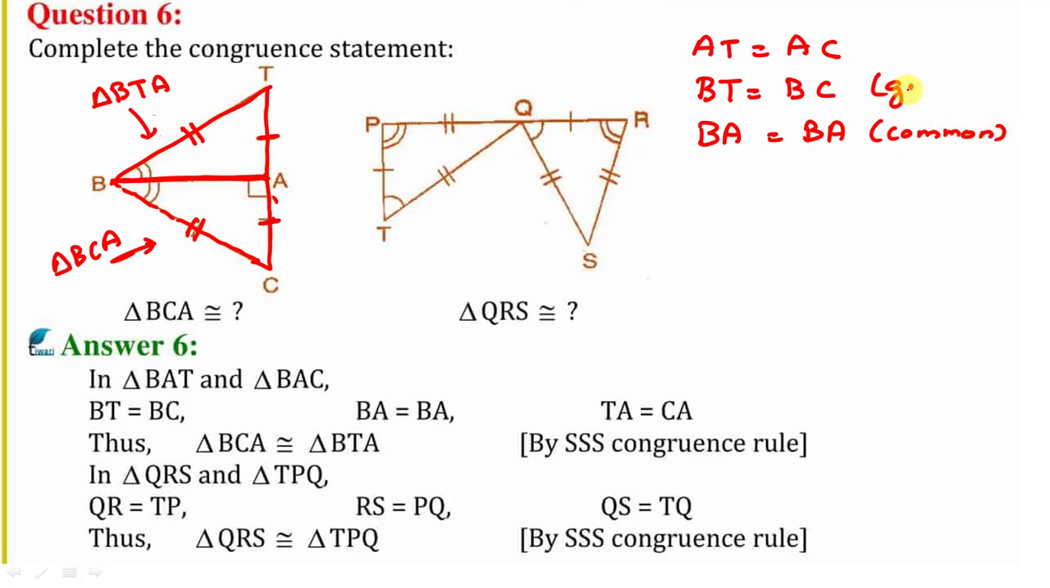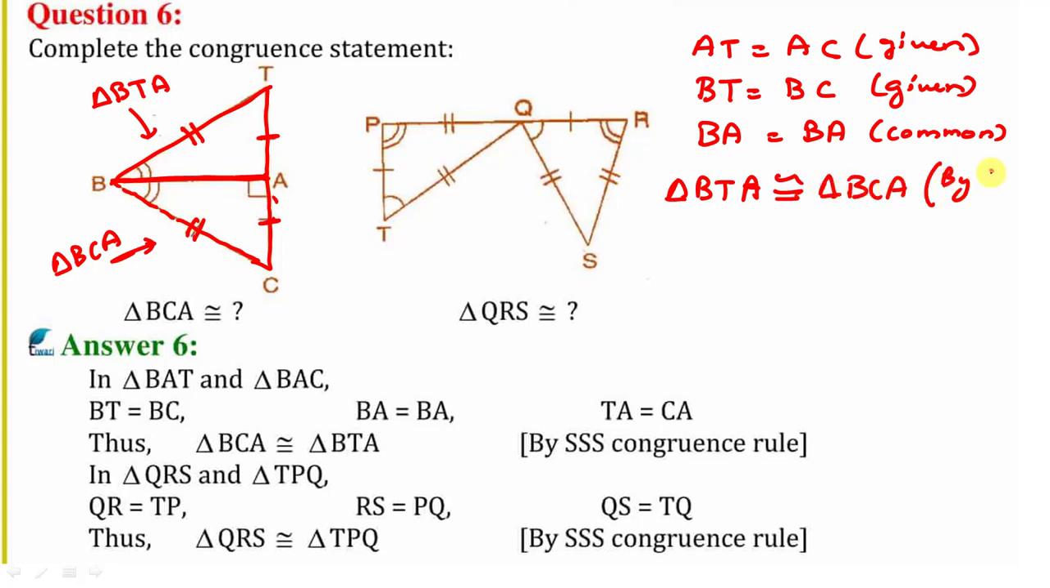So these are given. It means these three sides are equal, so these two triangles are congruent. Triangle BTA is congruent to triangle BCA by SSS criteria.